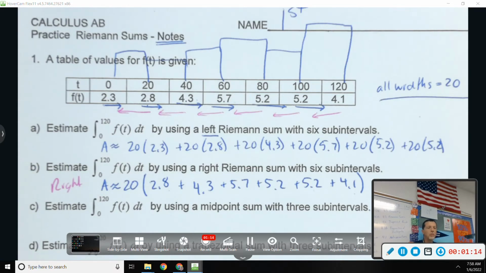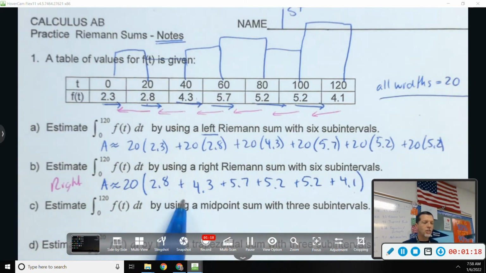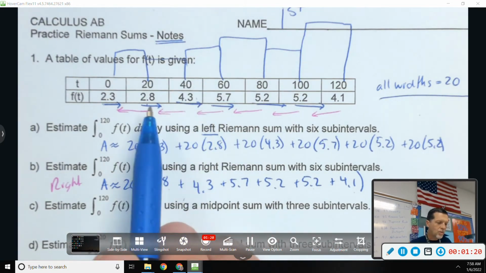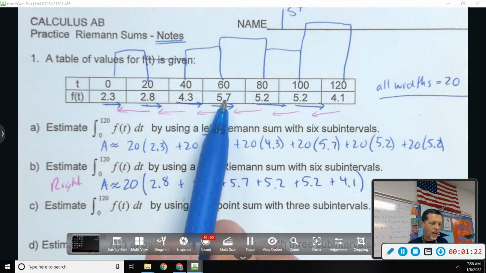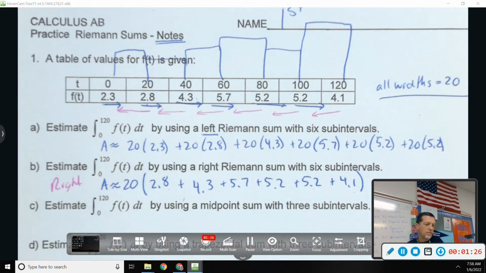And without knowing what this function is, we really don't know if this is an over or an under estimate, especially since it increases and then it decreases. We really don't know which one of those is more accurate. We just don't know.